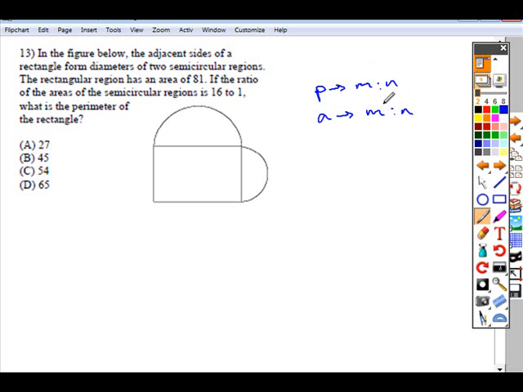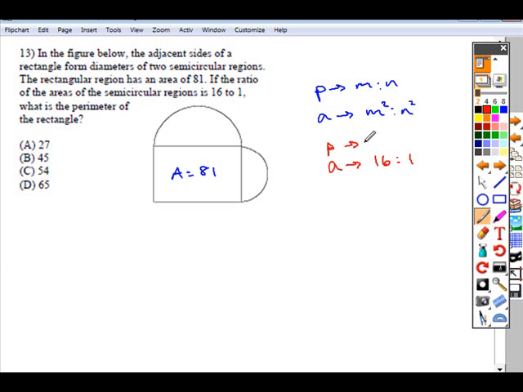So area is how many dimensions? 2. So you're going to square that ratio. Okay, so when you look at this, if they tell you here the area of the rectangle is 81, and the ratio of the areas for these semicircles is 16 to 1. So when we look at this, the ratio of areas is 16 to 1.